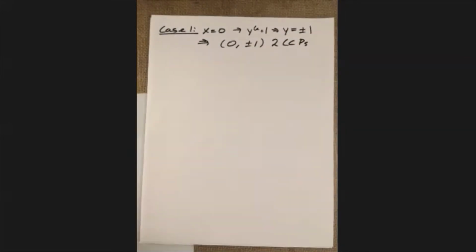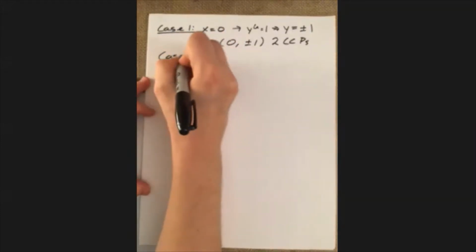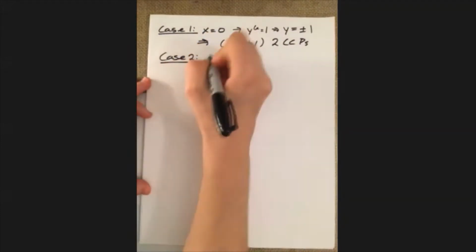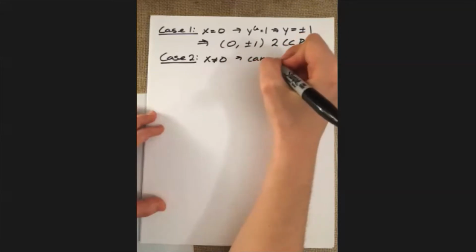And we've taken care of the situation where x could be equal to 0. So now we're just going to go ahead and assume that x is not equal to 0. And this means that now we can divide by x.